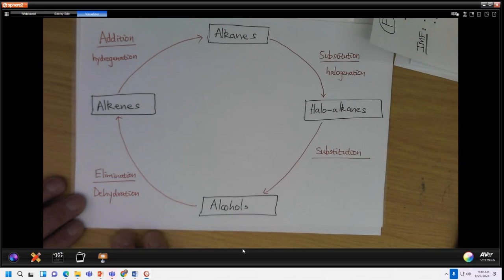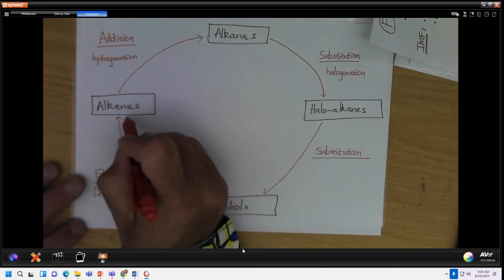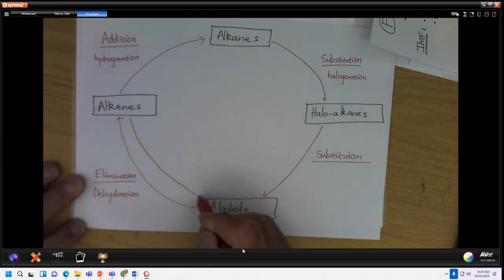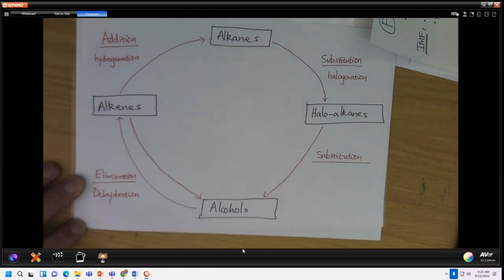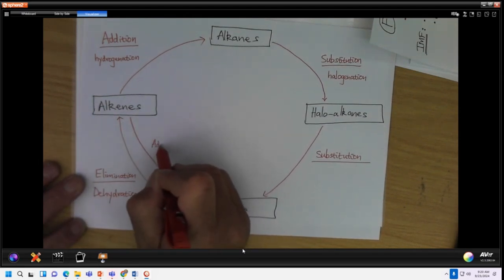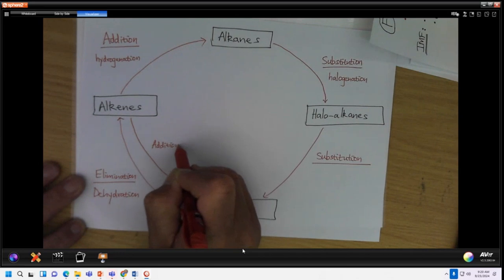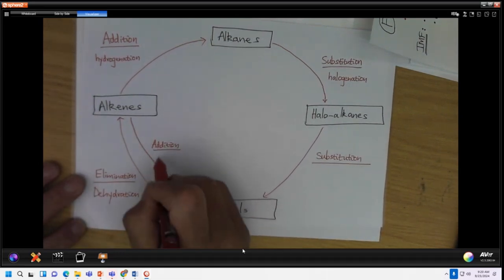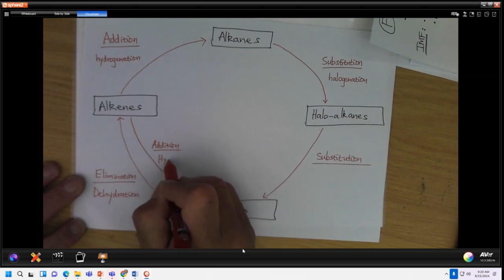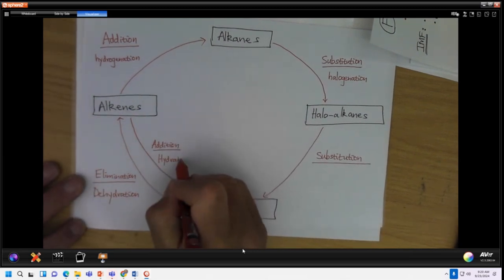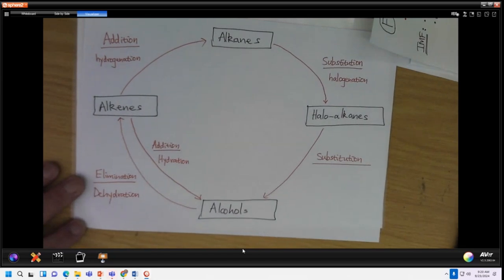There we go. Are we all together? Now, when an alkene becomes an alcohol, that is now an addition reaction because the double bonds are broken. And this is a hydration reaction. There's water that's added. That's why you're going to have the hydroxyl group there. That's a hydration reaction.